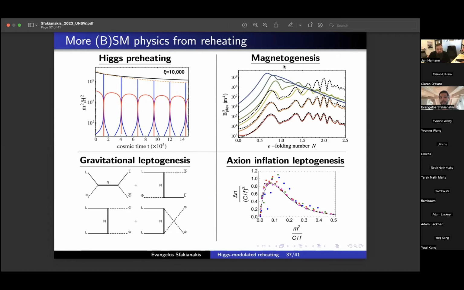We can have magnetogenesis. So if we couple the standard model photon to the inflaton, we can actually get intergalactic magnetic fields. We can get gravitational leptogenesis, which allows us to put constraints on the mass and the nature of heavy right-handed neutrinos. Or we can have, for example, axion inflation leptogenesis, which also allows us to put some constraints on the mass of heavy Majorana right-handed neutrinos.